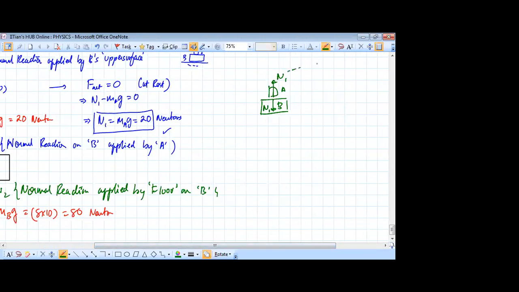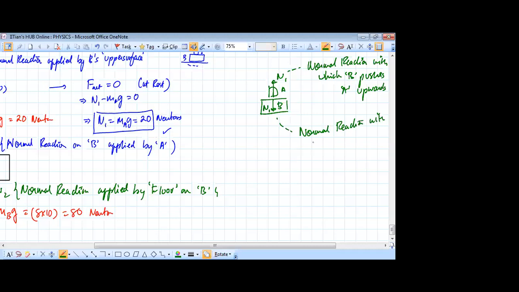So this is the normal reaction with which the block B pushes A upwards, and this is the reaction to that. This is the normal contact force, or the normal reaction, with which A pushes B downwards. So these two are an action reaction pair.